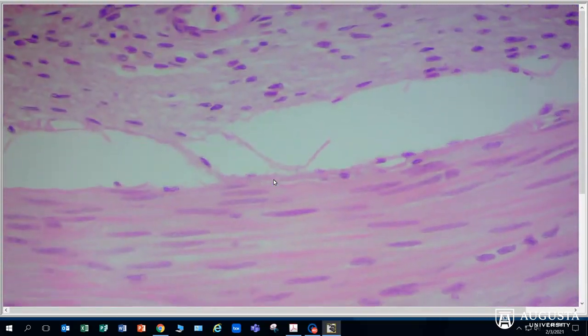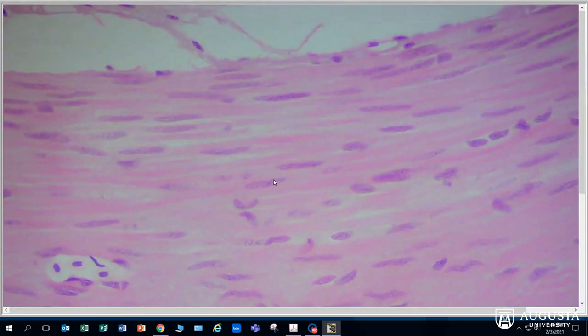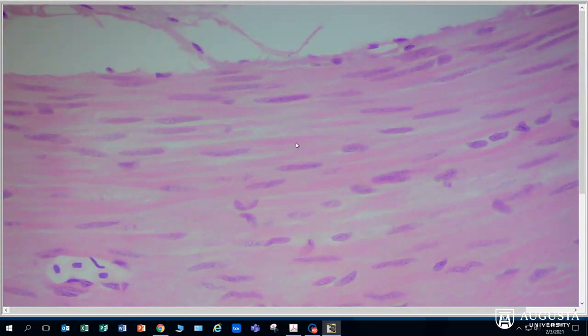Through this line of tissue right here. So these are smooth muscle cells. A lot of students confuse smooth muscle tissue and dense regular connective tissue. So be sure to compare and contrast the two.